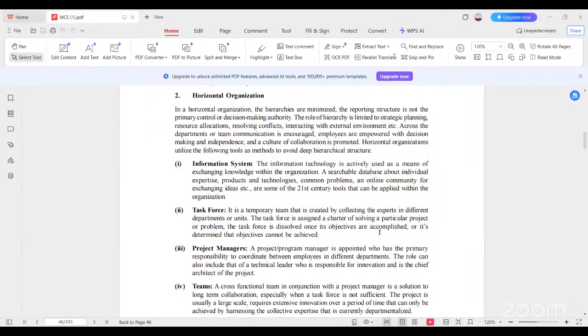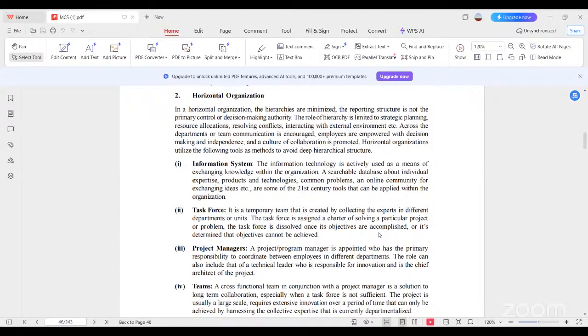And it exists only for a limited period. After that, it is dissolved after objectives are achieved. You can take an example of your university. The university tries to form a task force with faculty members, IT technical people, and administrative staff to implement a new learning management system. They need faculty members, a technical team, and administrative staff. Once it is implemented, what will happen? The task force is dissolved.